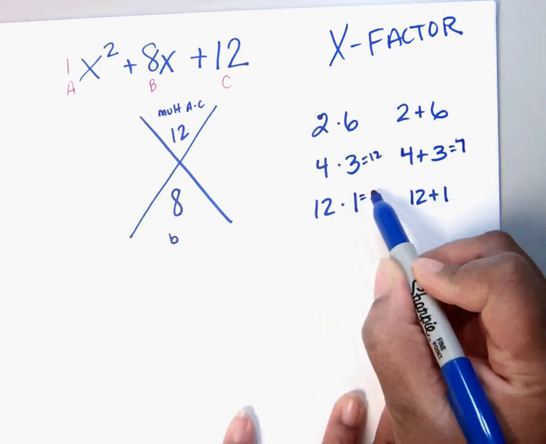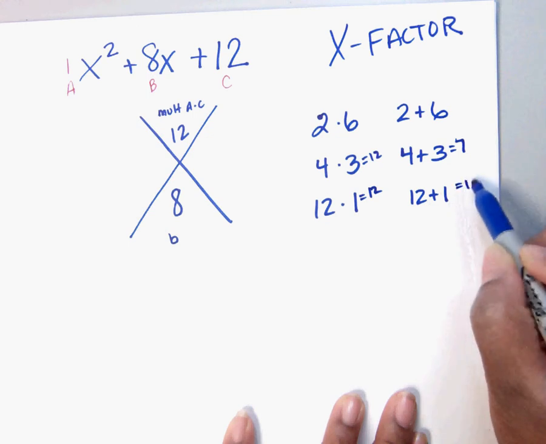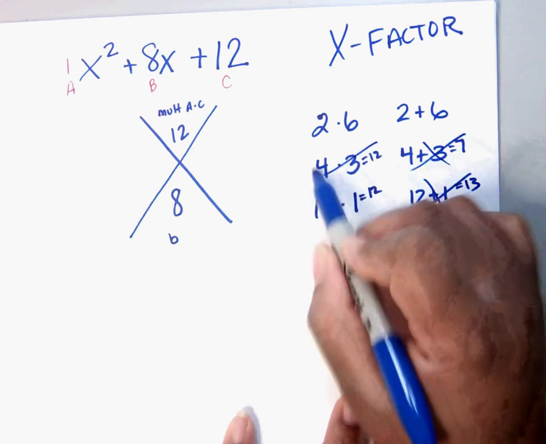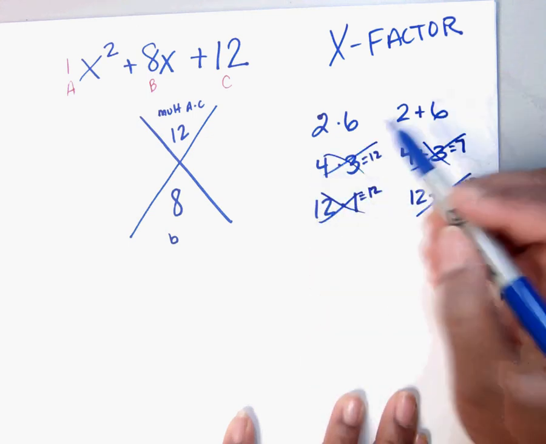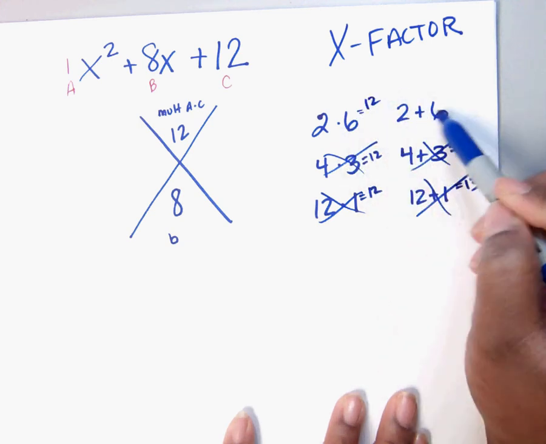What is 12 times 1? 12. What is 12 plus 1? Do you see why these are not my answers? Okay, let's do this one. What is 2 times 6? 12. 2 plus 6. 8.